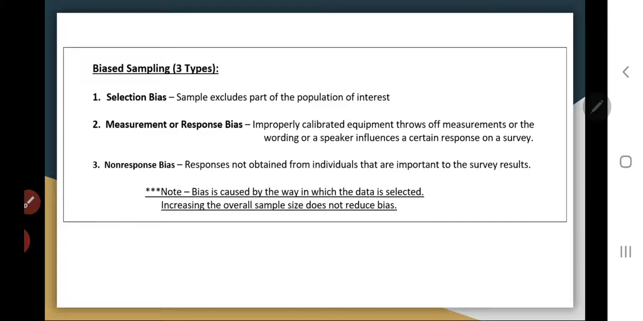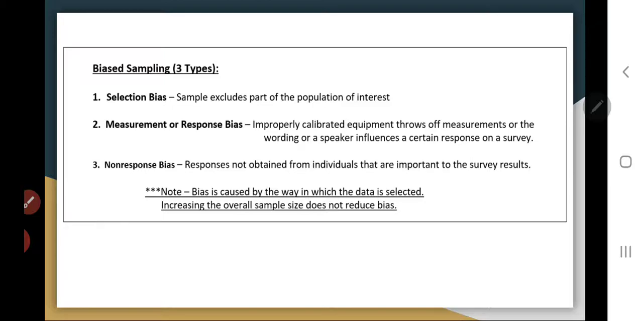There are three types of bias. Selection bias is where we exclude part of the population of interest. So let's say we just survey the east coast of the United States and we accidentally leave out the west coast. That would be a type of selection bias. A measurement bias refers to improperly calibrated equipment. So maybe your scale is off and you measure everything with your scale. It would be inaccurate. That's a measurement type of bias.